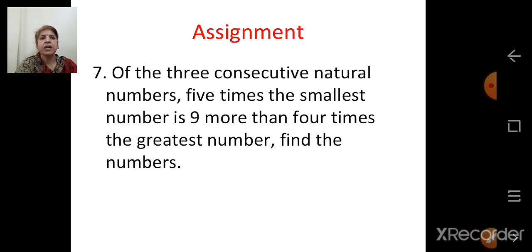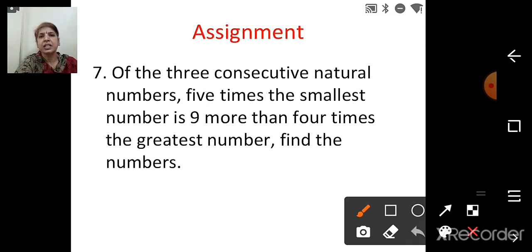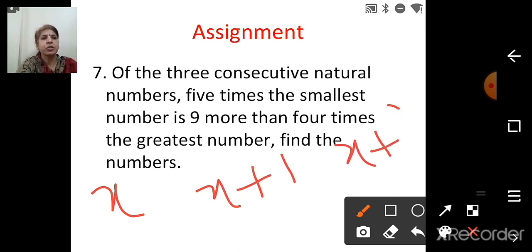Of the 3 consecutive natural numbers, 5 times the smallest number is 9 more than 4 times the greatest number. Find the numbers. We have learned how to take 3 consecutive numbers. Here it is mentioned natural numbers, so the answers we get will be natural numbers. When it is said 3 consecutive numbers, we know they are X, X plus 1, X plus 2.